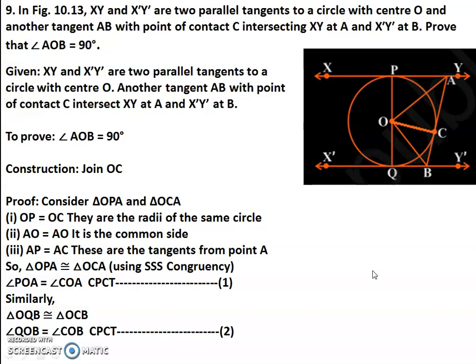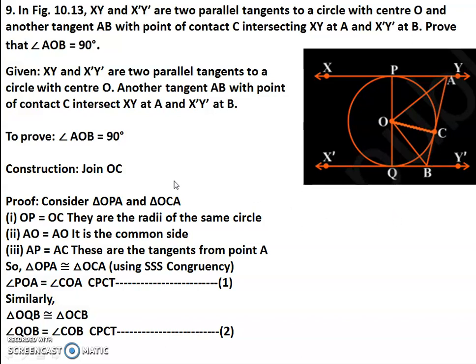What you have to prove? You have to prove that angle AOB equal to 90 degree. Now, for this proof, we need a small construction, that is OC. That is not given in your question, but you are going to join OC, that is, the center of the circle to the point of contact of tangent AB.